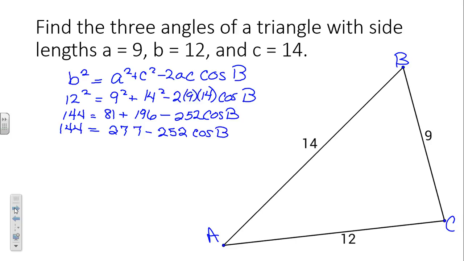And we're still trying to get that cosine of B all by itself. So what would be the next step? Yep, move the 277 to the other side, so we're subtracting it from both sides. We're going to get a negative, and that's okay, because we have a negative 252 cosine B over here, and negative 133, right? And now we do what? We divide everybody by a negative. Now we don't have negatives anymore, right? And then we have to divide by 252.